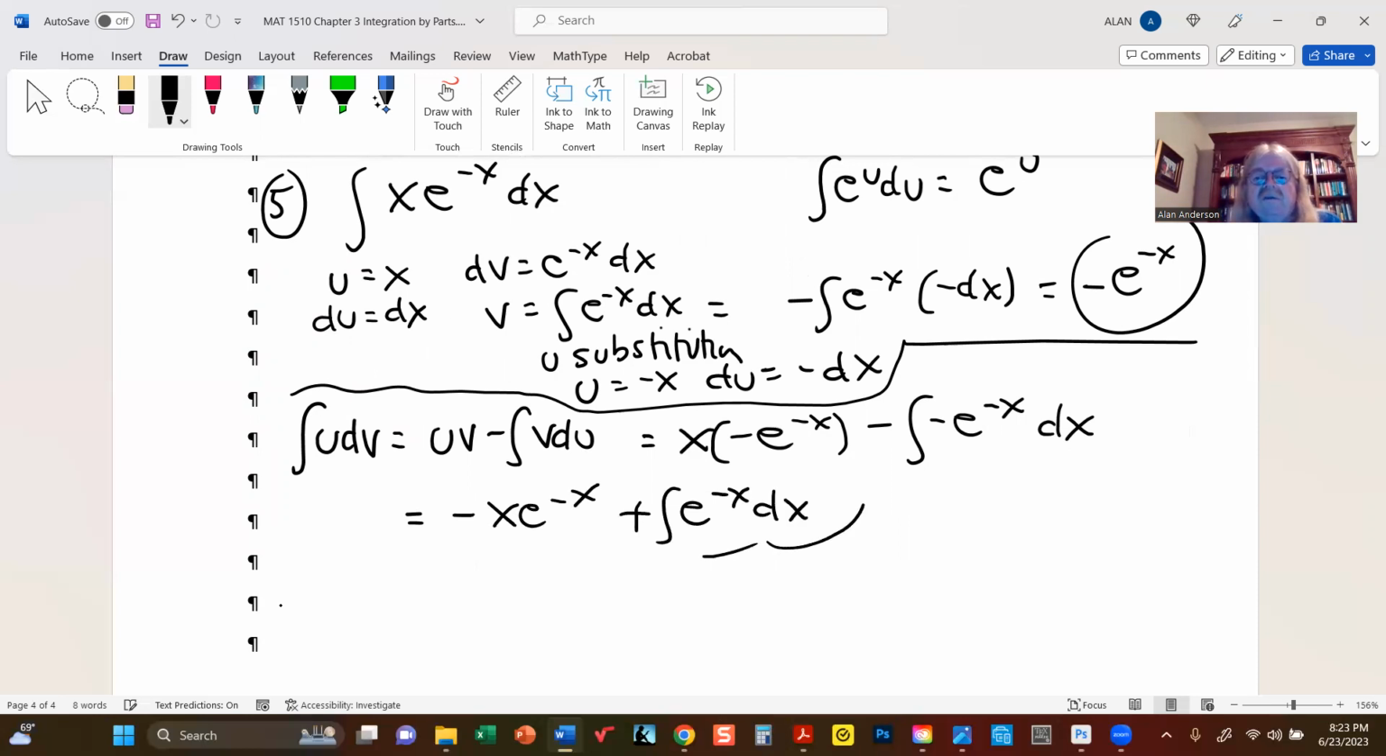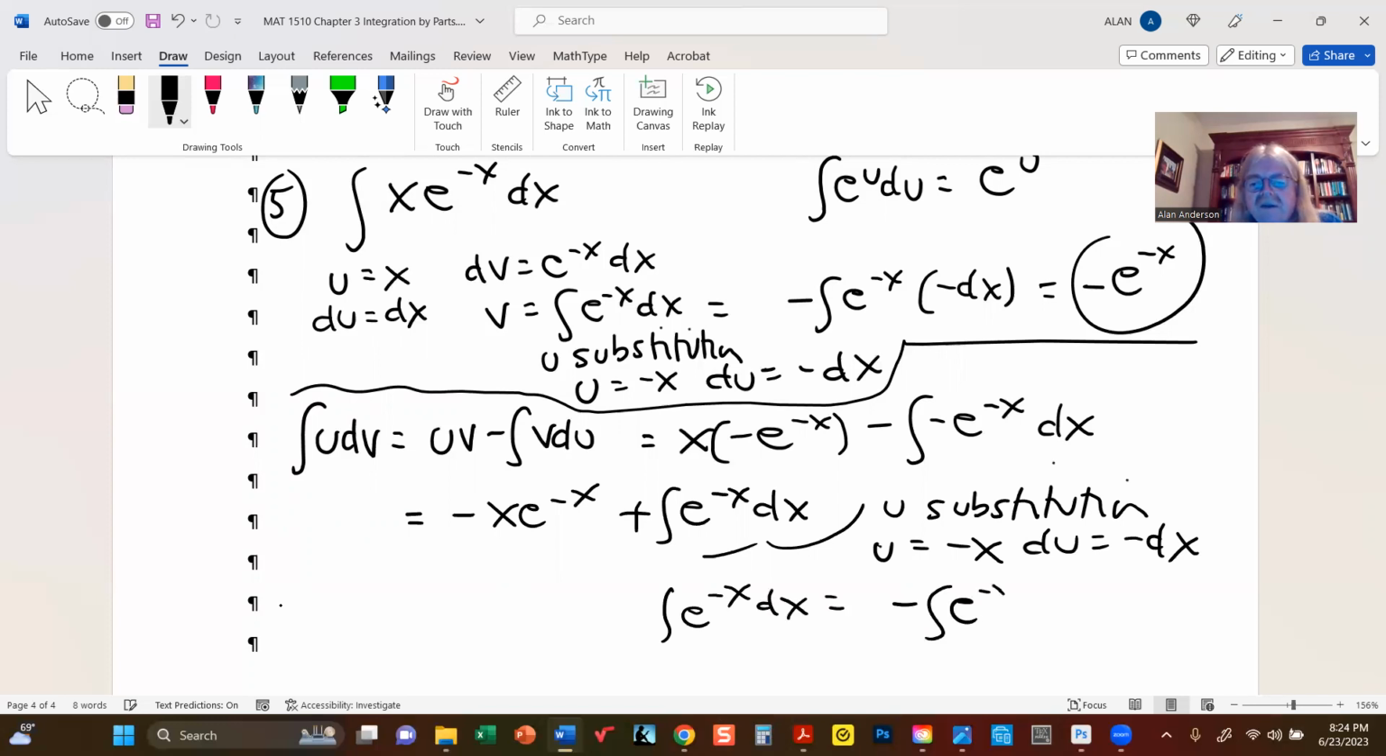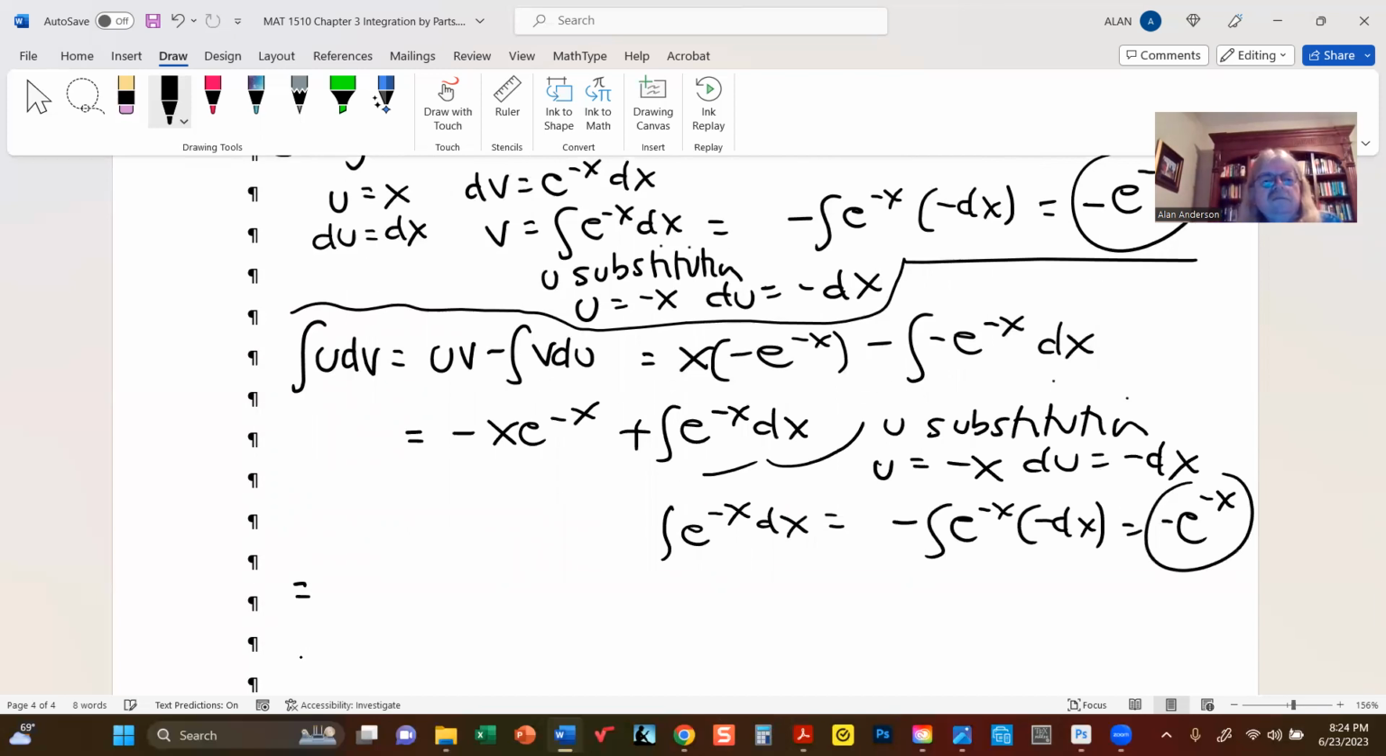So again, this one will be solved with u substitution, where u is negative x, du is negative dx. So I'm going to supply the negative. Oh, and of course we still need the C. We do eventually need, at the very end, we can plug in that C.